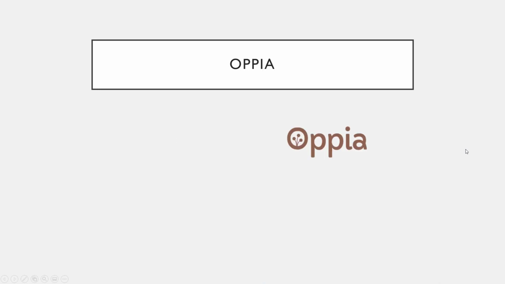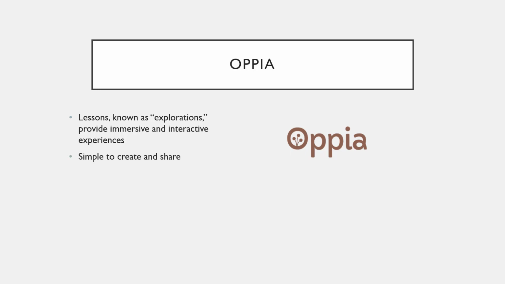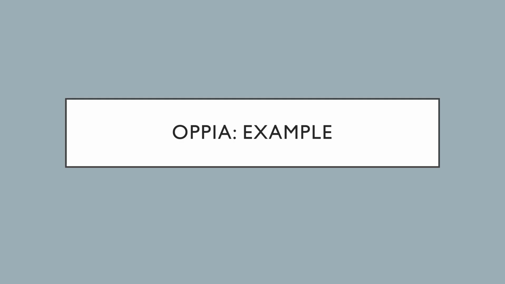All right, so next one's called Opia. This is a really fun online website that's free. The lessons in Opia are known as explorations. They provide immersive and interactive experiences. So they take what could be a dull textbook reading activity and make it more interactive for your students. They are really easy to create and share.